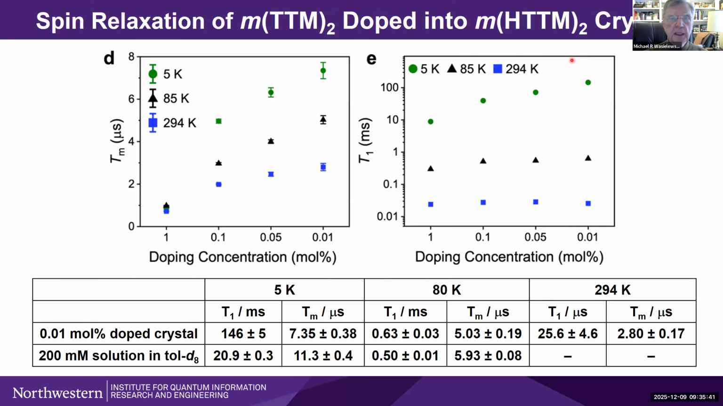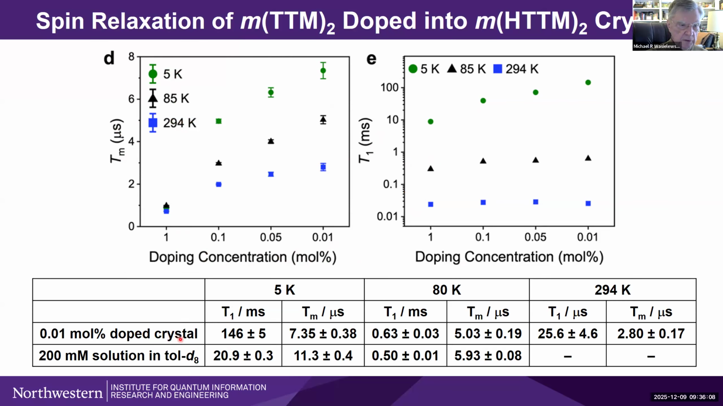This is a little bit busy, but this really summarizes the spin relaxation data as a function of temperature and as a function of dopant concentration, going from 1% down to 0.01%, and at three temperatures: 5 Kelvin, 85 Kelvin, and room temperature. The data is shown in the two graphs on the top, both the TM values on the left and the T1 values on the right. And the table summarizes what we see.